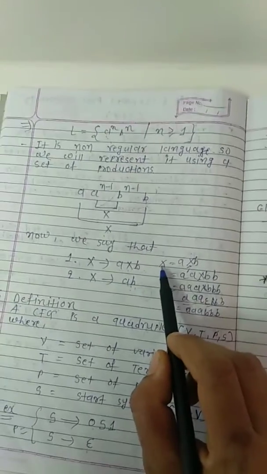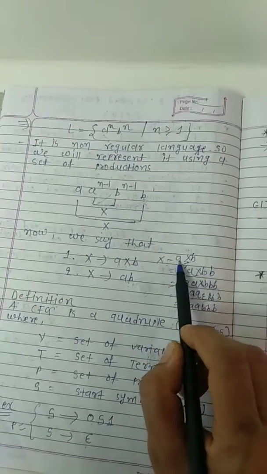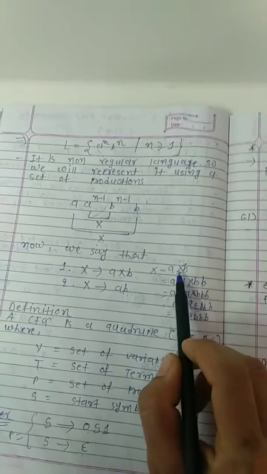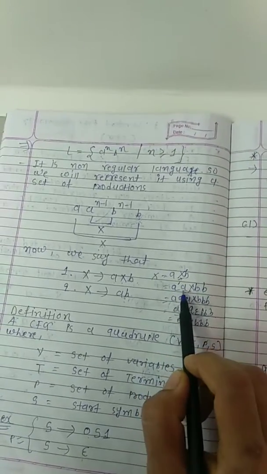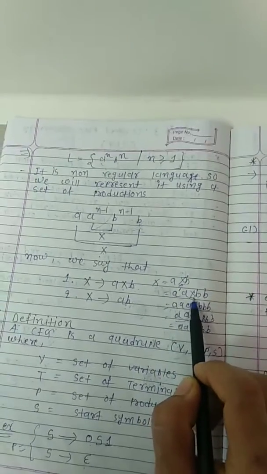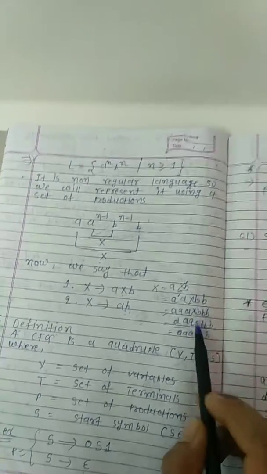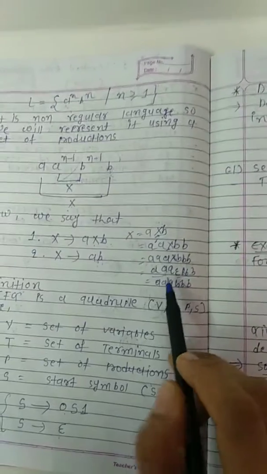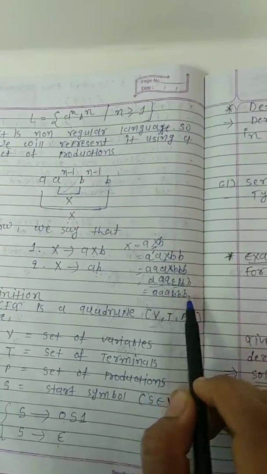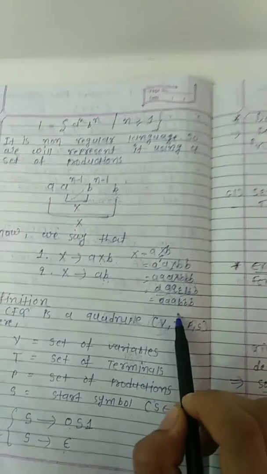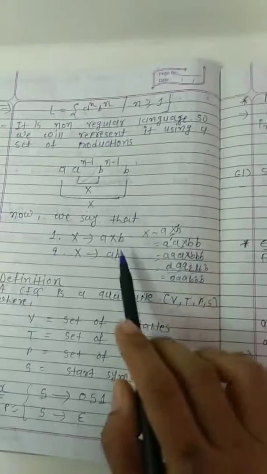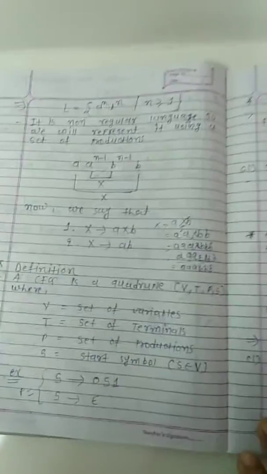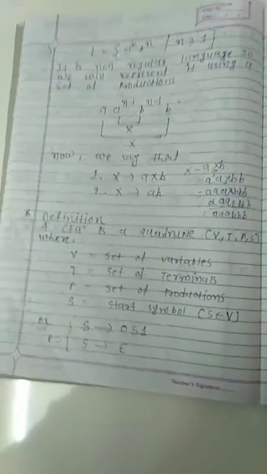So first of all, I start with my first production, X equals aXb. Instead of this X, I have written aXb. Again, instead of this X, I have written aXb. And again, instead of this X, I have written the null value. So I have generated the string aaabbb, that is equal to a raised to 3 b raised to 3. So by using this production, I can generate an equal number of a's and b's.